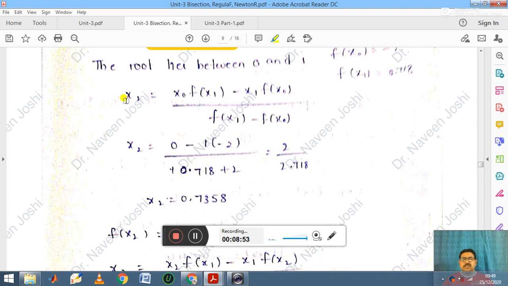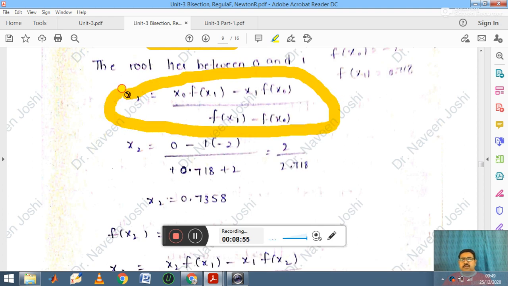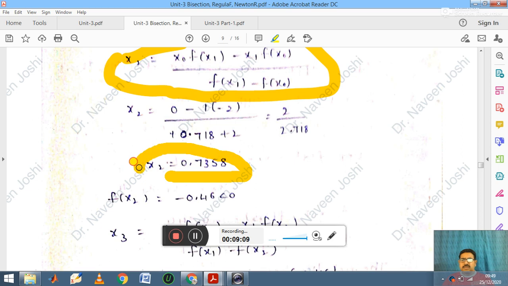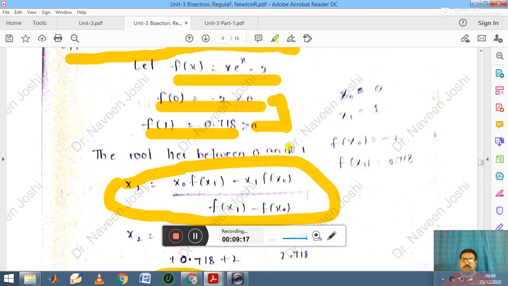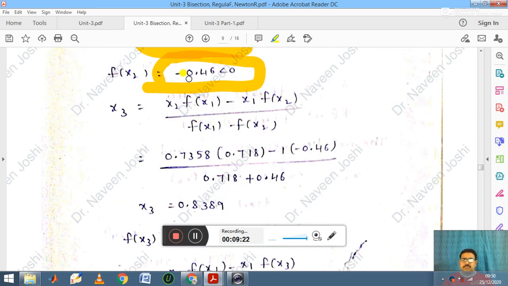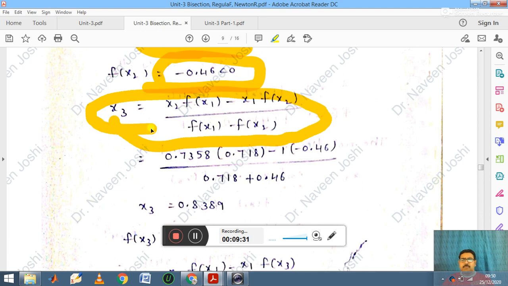So go for the first iteration formula for the Regula-Falsi method, that is x2 equals x0 f of x1 minus x1 f of x0, divided by f of x1 minus f of x0. Replace by the corresponding values, and if you calculate, your first iteration value is 0.7358. Go for f of x2. F of x2 is giving negative. In the step before, f of 0 was negative, and now f of x2 is also negative. So to find the second iteration, replace x0 by x2, and then you get the x3 formula.